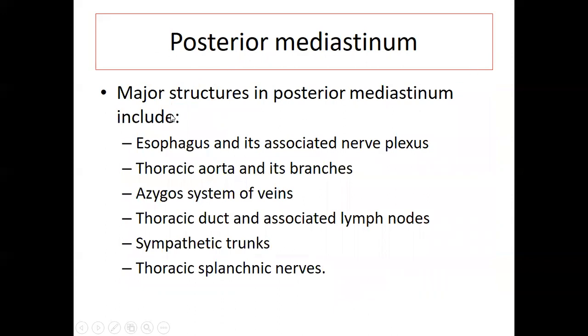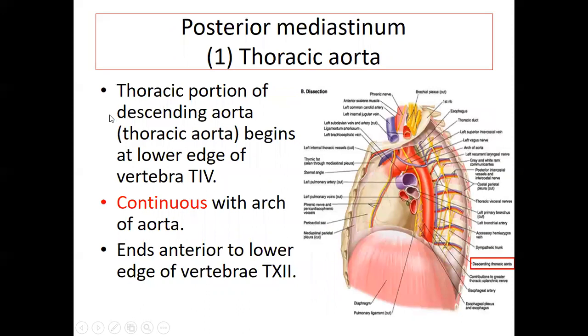In the posterior mediastinum, these are the major structures present, which include the esophagus and its associated nerve plexus, thoracic aorta and its branches, azygos system of veins, thoracic duct and associated lymph nodes, sympathetic trunk, and also the thoracic splanchnic nerves. So these are the major structures that are present in the posterior mediastinum. Now we're going to discuss each of the structures that I mentioned just now.